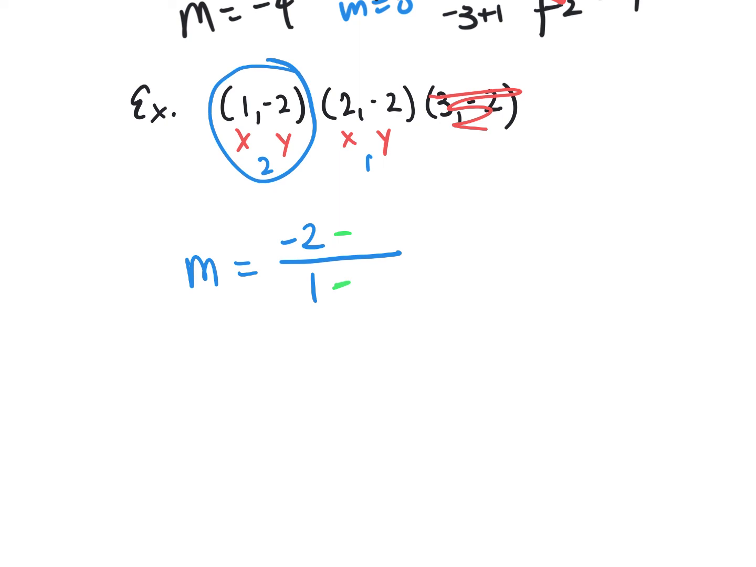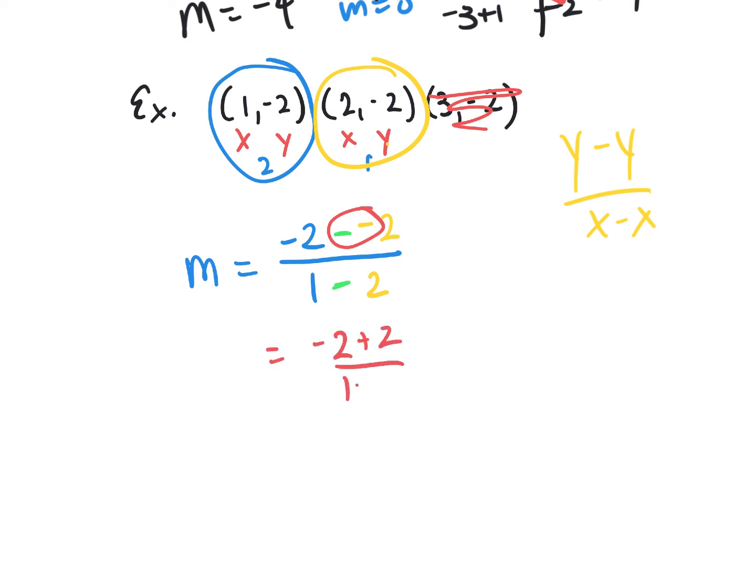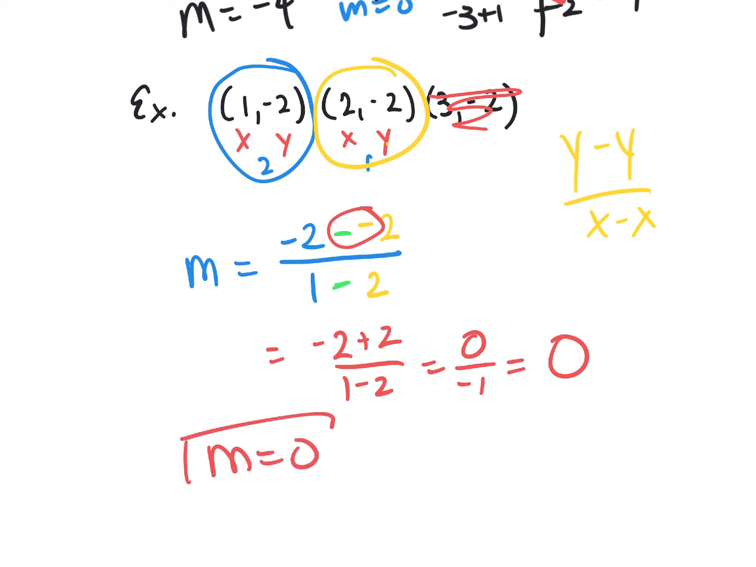Then I'm going to use the second group here. So I'm going to put my negative 2, because that's the y, over 2, right? It's always y over x, rise over run. Then I have these 2 negatives, so remember that's going to become negative 2 plus 2 over 1 minus 2, which becomes 0 over negative 1, which becomes 0. So M is 0. That means if I was to graph this, my line looks like this, right? It is a horizontal line.